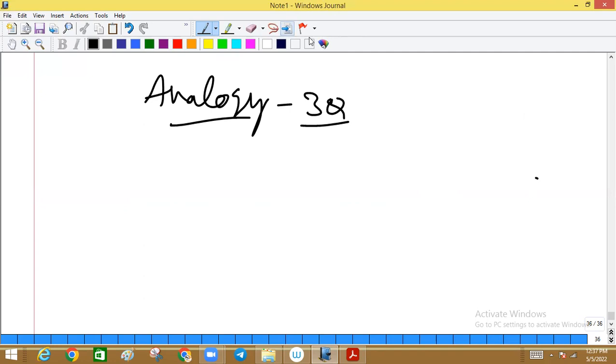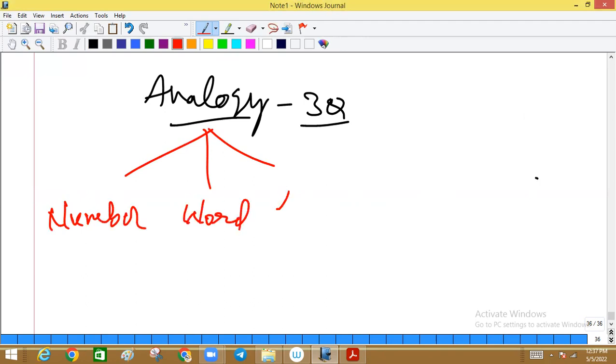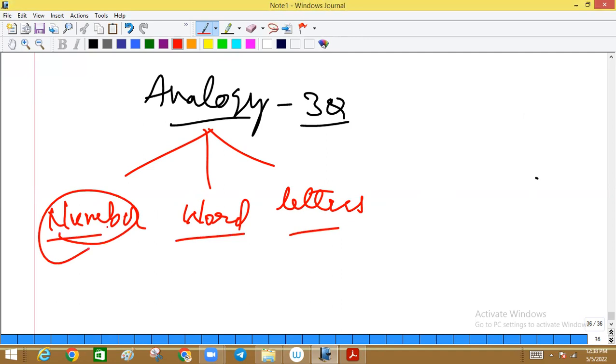So let's see. There are 3 types of analogy questions: number analogy, word analogy, and letter analogy. So you'll get questions based on numbers, words, and letters. One question from numbers, one from words, and one from letters. So first we start with numbers.